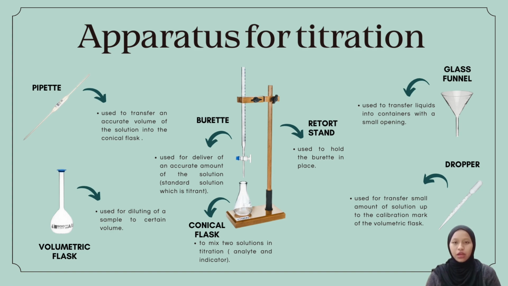Next is the burette, used for delivery of an accurate amount of the solution. The conical flask is used to mix solutions in titration. The glass funnel is used to transfer liquids into containers with small openings such as the burette. The last one is the dropper. The dropper is used to transfer a small amount of solution up to the calibration mark of the volumetric flask.